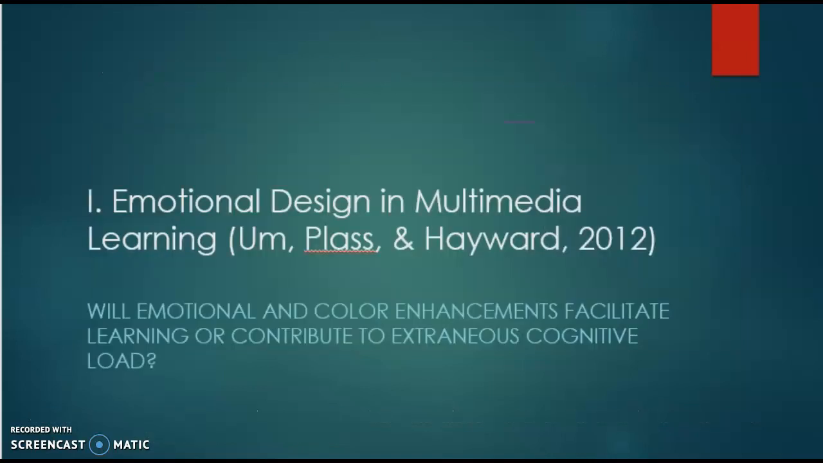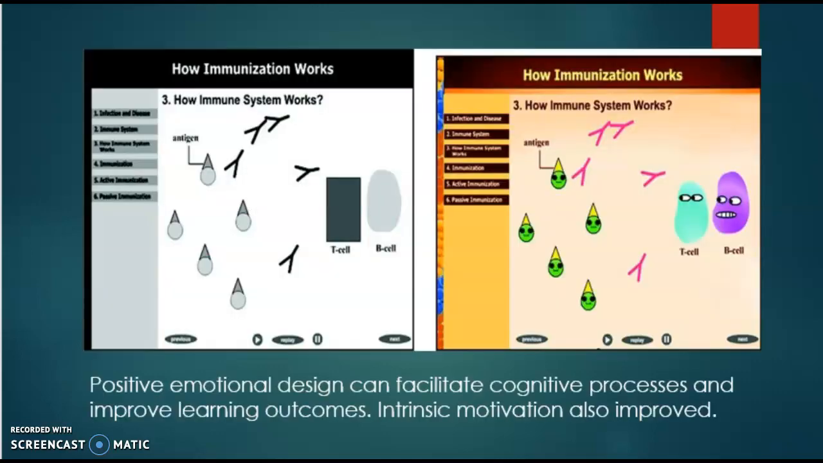In the first research article, Emotional Design and Multimedia Learning, published in 2012, the argument used was based on original data collection. 118 students at a large private university in the United States participated in the study. Researchers were trying to answer the question, will emotional and color enhancements facilitate learning or contribute to extraneous cognitive load? This study found that positive emotional design can facilitate cognitive processes and improve learning outcomes. Intrinsic motivation also improved.